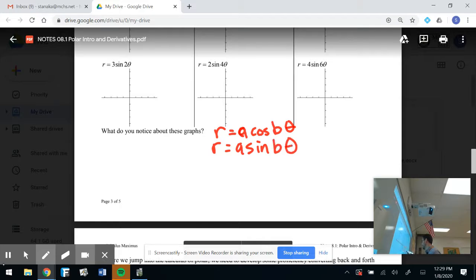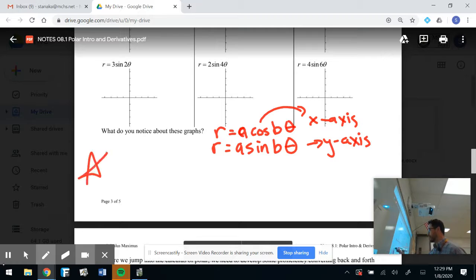The one thing I want you to note very quickly is if it's cosine, it's symmetric about the x-axis. Write that in your notes. And if it's sine, it's symmetric about the y-axis, okay? And then I want you to write these very important things here.